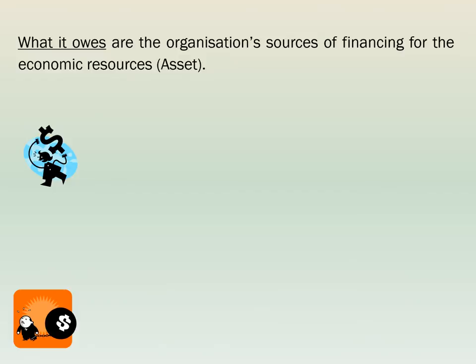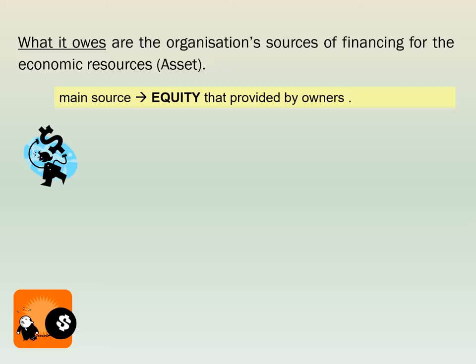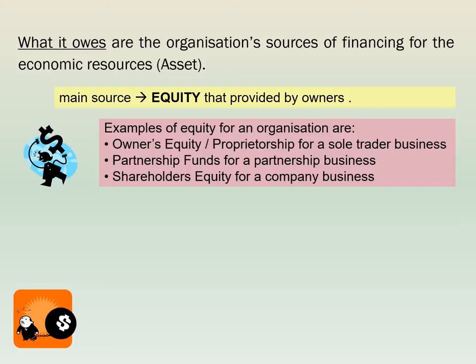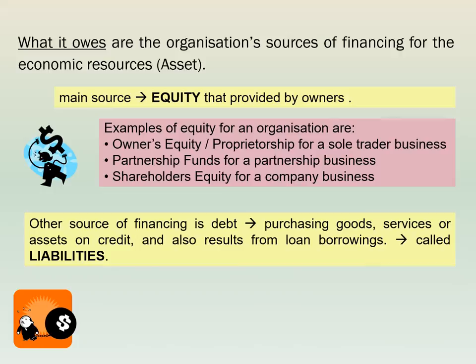And what it owes means that in order for us to get the assets, we must owe somebody. The business owes somebody, whether you get it from the owner. The main source normally for businesses is equity, which means funding provided by the owners. An example of equity is the capital for a sole trader or business, which we call capital. For a partnership, sometimes we call it capital, sometimes contributions. For shareholders, we call it share equity for a company, and also for cooperatives. Another source of financing is debt, something that we owe to other people.